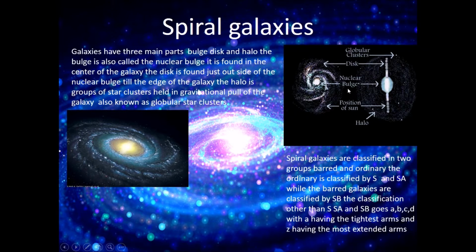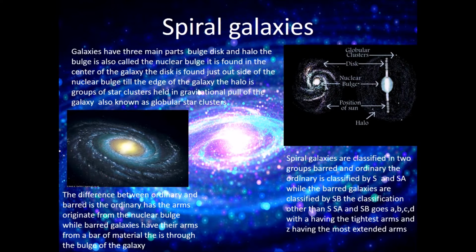Spiral galaxies are classified in 2 groups: barred and ordinary. Ordinary galaxies are classified by S and A, or S and S. While the barred galaxies are classified by SB. The classification, other than S, SA, SB, goes A, B, C, all the way through to Z, while A having the tightest arms and Z having the most extended arms.